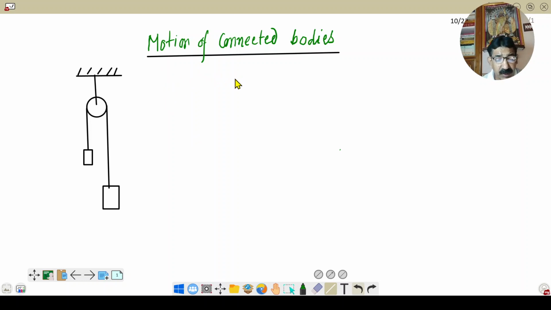Motion of connected bodies. Suppose this is the ceiling. A pulley is connected with the ceiling with a rope. This is the rope. And there is another rope which passes through the pulley, and this rope connects two bodies of mass M1 and of mass M2. And we consider M2 is greater than M1.